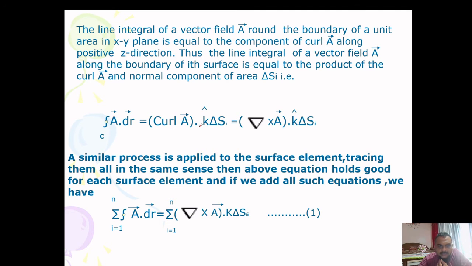So if I take the dot product of the curl of the vector and the surface element area, that will become the sum over all the surface, sigma del cross A dot n delta S. So according to the Stoke's theorem, this is what the statement looks like, because I am integrating the vector over a closed curve, but that is equal to the sum of the surface integrals.